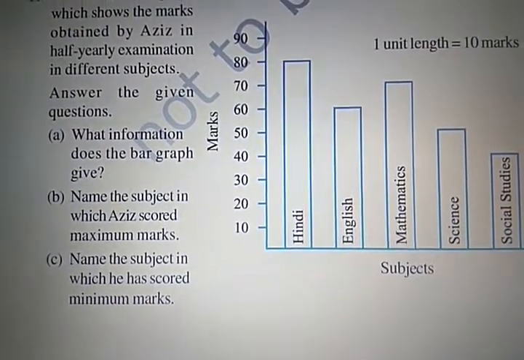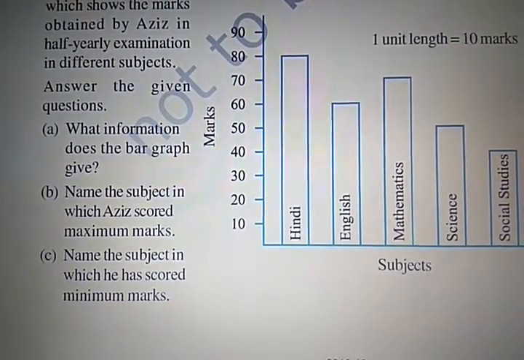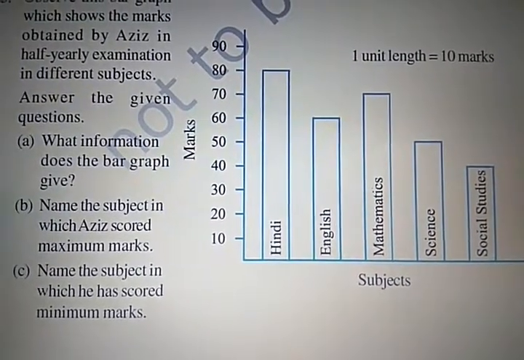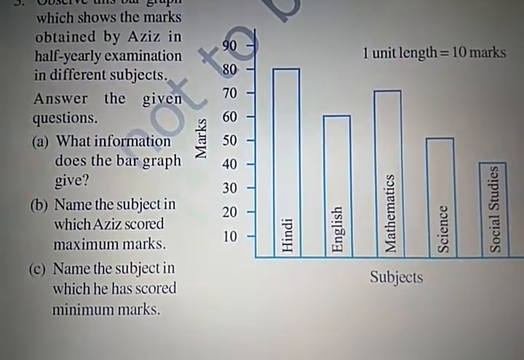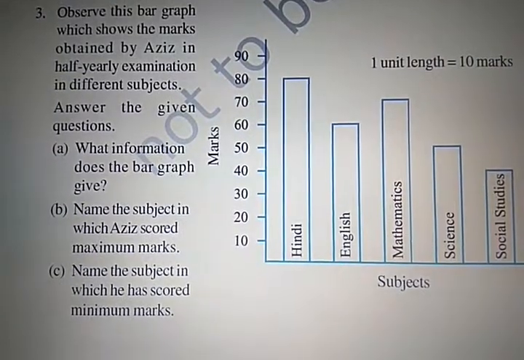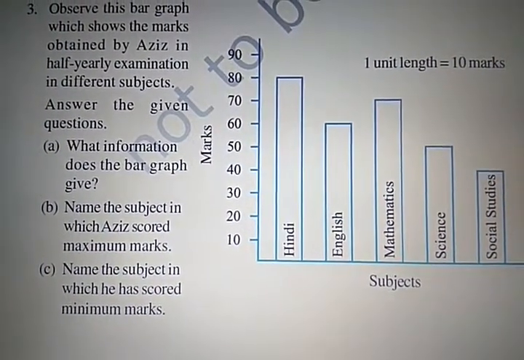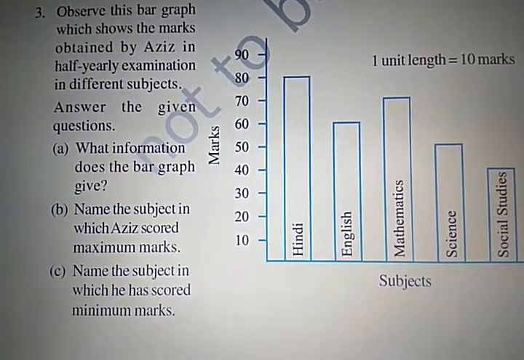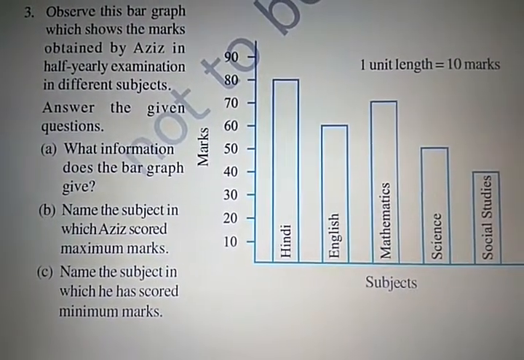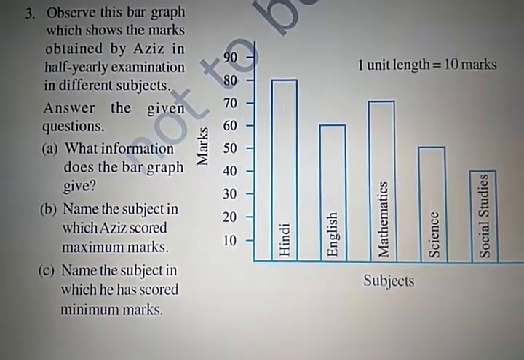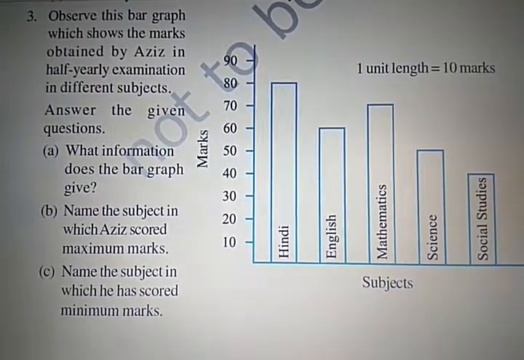Name the subjects in which Aziz scored maximum marks. So Aziz scored maximum marks in the Hindi subject, that is 80. Okay. So the first question, what information does the bar graph give? The bar graph represents the marks of Aziz in different subjects.